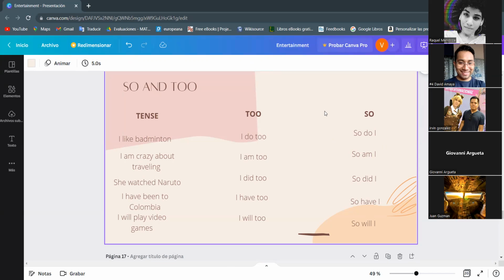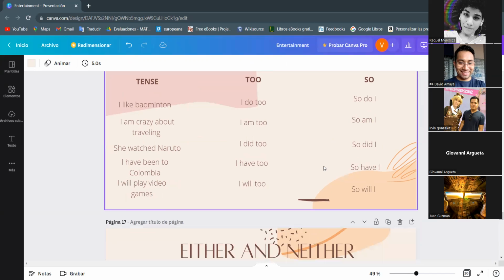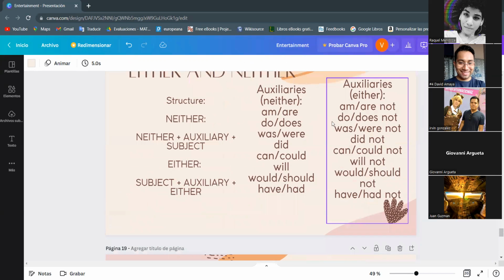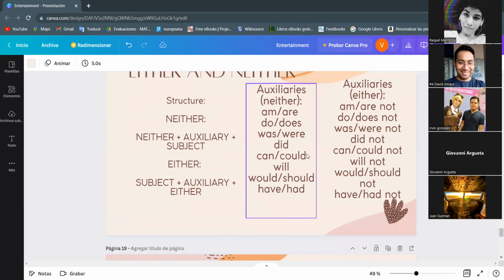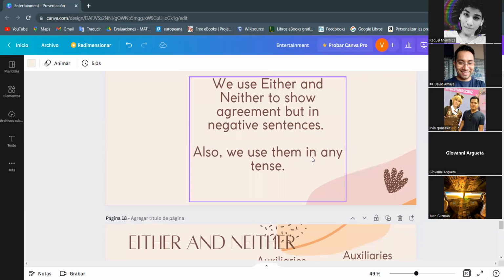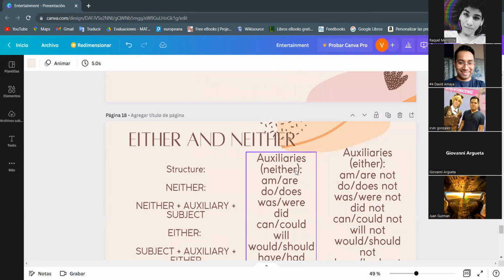All right. Yes, that's basically it, guys. Like I said, these are the auxiliaries. They change. That's why it says here, we use them in any tense, because depending on the tense and depending on the subject, the auxiliaries are going to change.